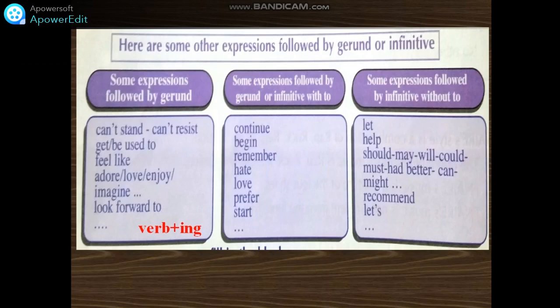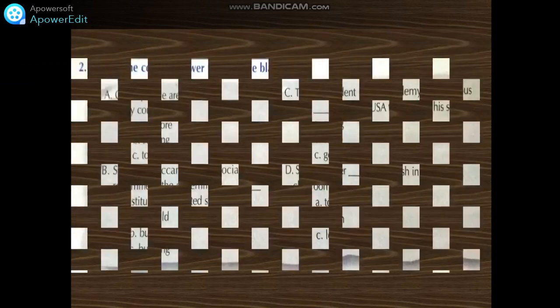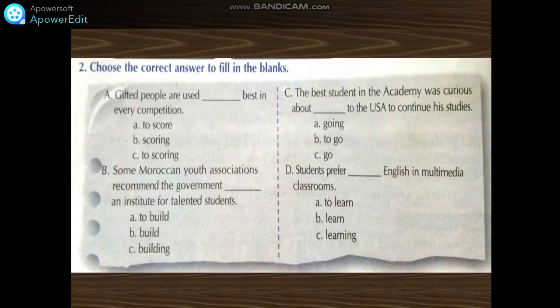Great. Now some expressions followed by infinitive without to. So we have let, help, should, may, all the modals, recommend, and let's. So these are followed by the bare infinitive, or we call it the infinitive without to. Excellent job. Let's move now to practice. Great. Which is page number 14, exercise number 2. Choose the correct answer to fill in the blanks. Pause the video, please, and do the exercise.